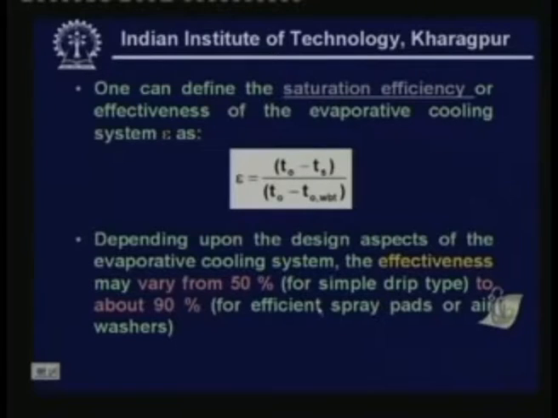So, depending upon the design aspects of the evaporative cooling system, the effectiveness may vary from 50% for simple drip type evaporative coolers, and it can be as high as 90% for efficient spray pads or air washer based systems. Okay, so the efficiency will vary from 50 to 90% depending upon the design.